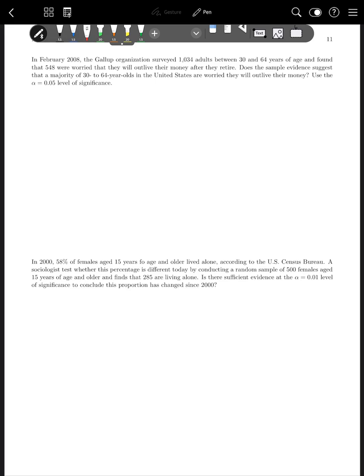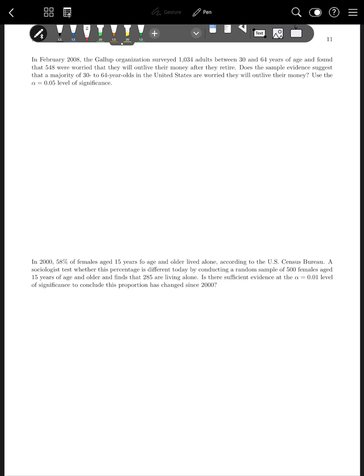So the first one says, in February 2008, the Gallup organization surveyed 1,034 adults between 30 and 64 years of age and found that 548 were worried that they will outlive their money after they retire. Does the sample evidence suggest that a majority of 30 to 64-year-olds in the United States are worried that they will outlive their money? Okay, so this one's a little trickier because they don't give you the percentage outright.